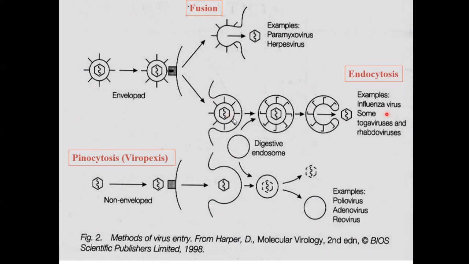But influenza virus always gets in by endocytosis, although it has this membrane. Only some, not all, togavirus and rhabdovirus species are able to internalize by this way or the other way around. Yes, thank you.